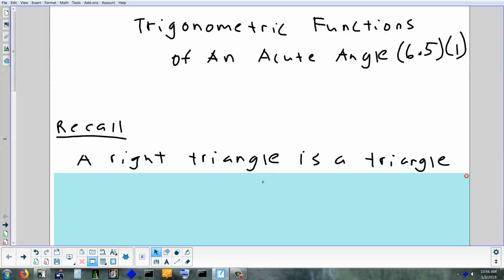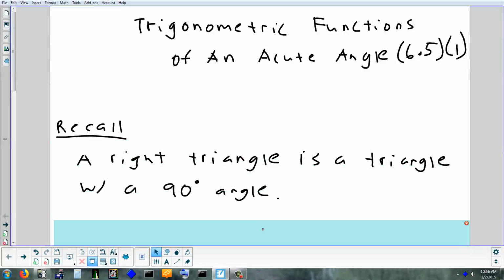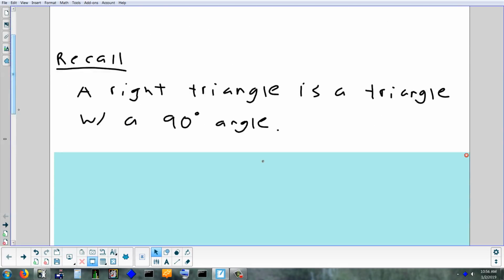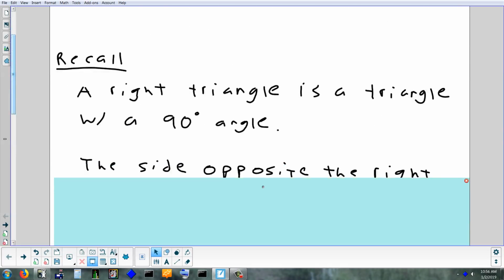All right, so when we work with trig functions of acute angles, we're pretty much going to focus on right triangles. Can someone just remind me, what's a right triangle again? What makes it right? A 90-degree angle. Yeah, it's got a 90-degree angle. Okay. So it's a triangle with a 90-degree angle.